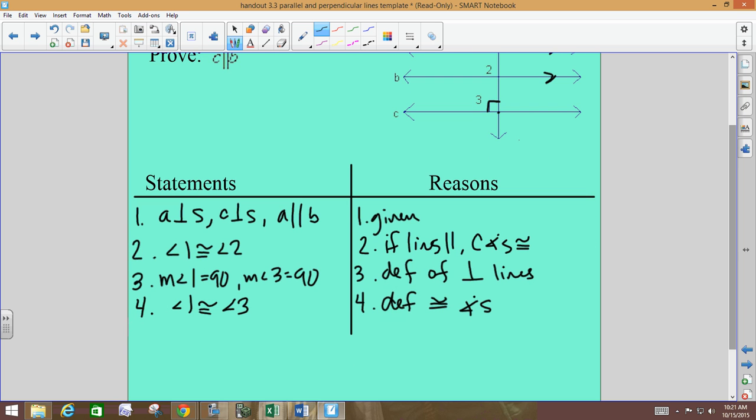So Riley, in step 2, 1 is congruent to 2, and 1 is congruent to 3, so by substitution, we'd say 2 is congruent to 3, yes?